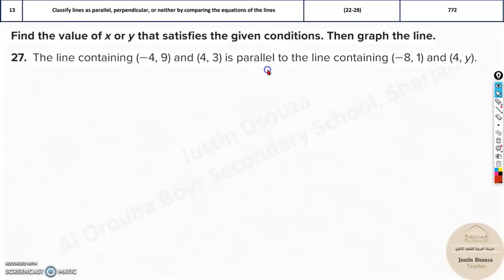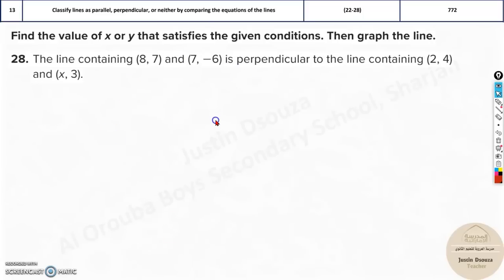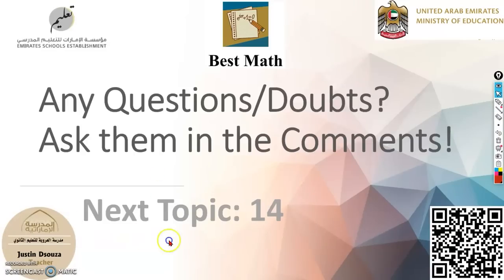Y is unknown. Parallel is very easy. Why? Because the slope is same. And now this is the line. Same way, try the other problems by yourself and then check for the answers. So in the next video, we will deal with the topic 14. Please stay tuned.